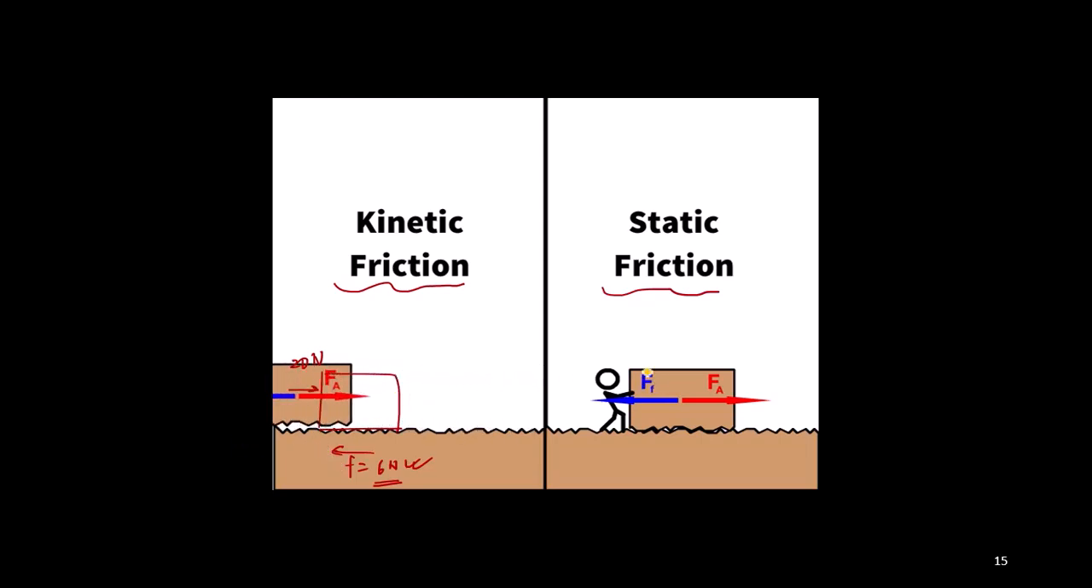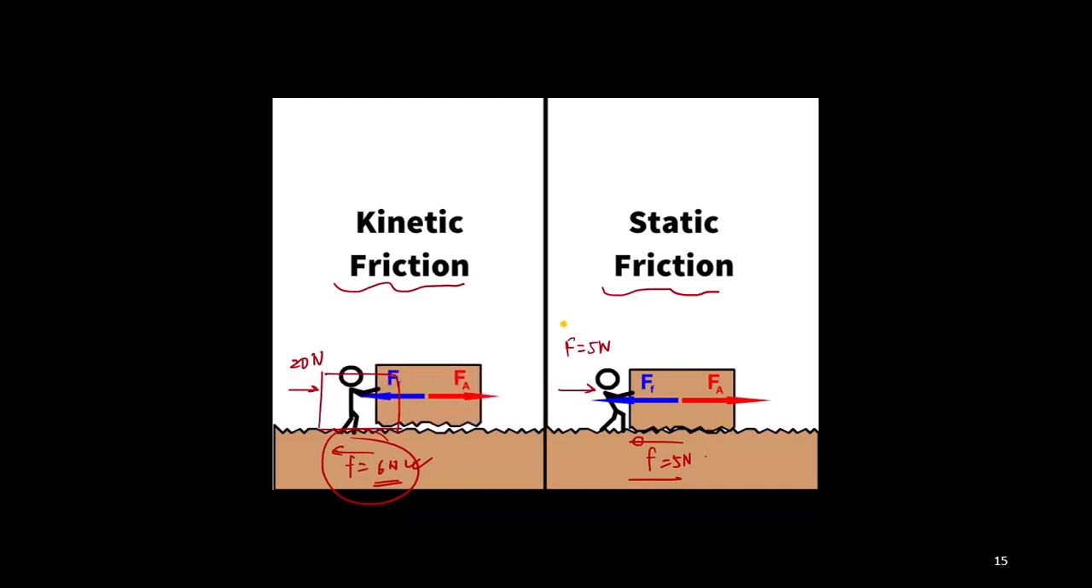And in the same situation, if I apply a force of 5 Newton, then the friction will be adjusted to 5 Newton. Why? Because the maximum value of friction is 6 Newton. If friction were 6 Newton in the opposite direction, the body would move in the opposite direction. That is not true.